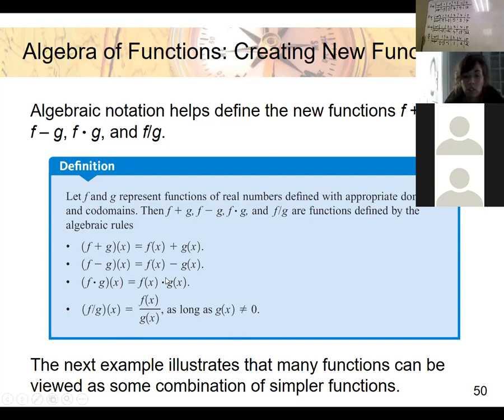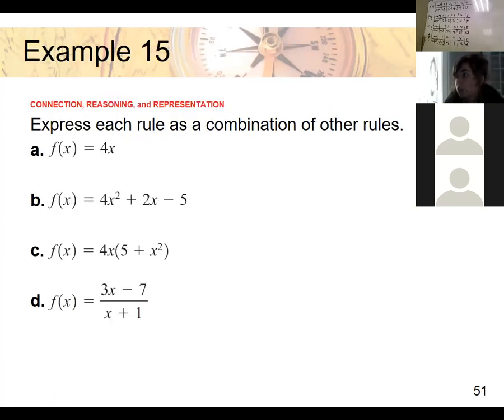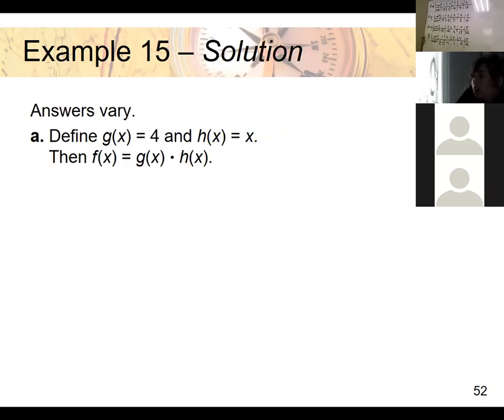Okay. So on this next slide, I don't think this is going to be in the homework, but they want you to express each rule as a combination of other rules. In other words, they want you to break each one of those apart, like f of x equals 4x. And here it is. And the answer is going to vary. So we can do this. Make g of x equal to 4 and h of x equal to x. That would mean f of x will be g of x times h of x. That means 4 times x would give us the 4x.